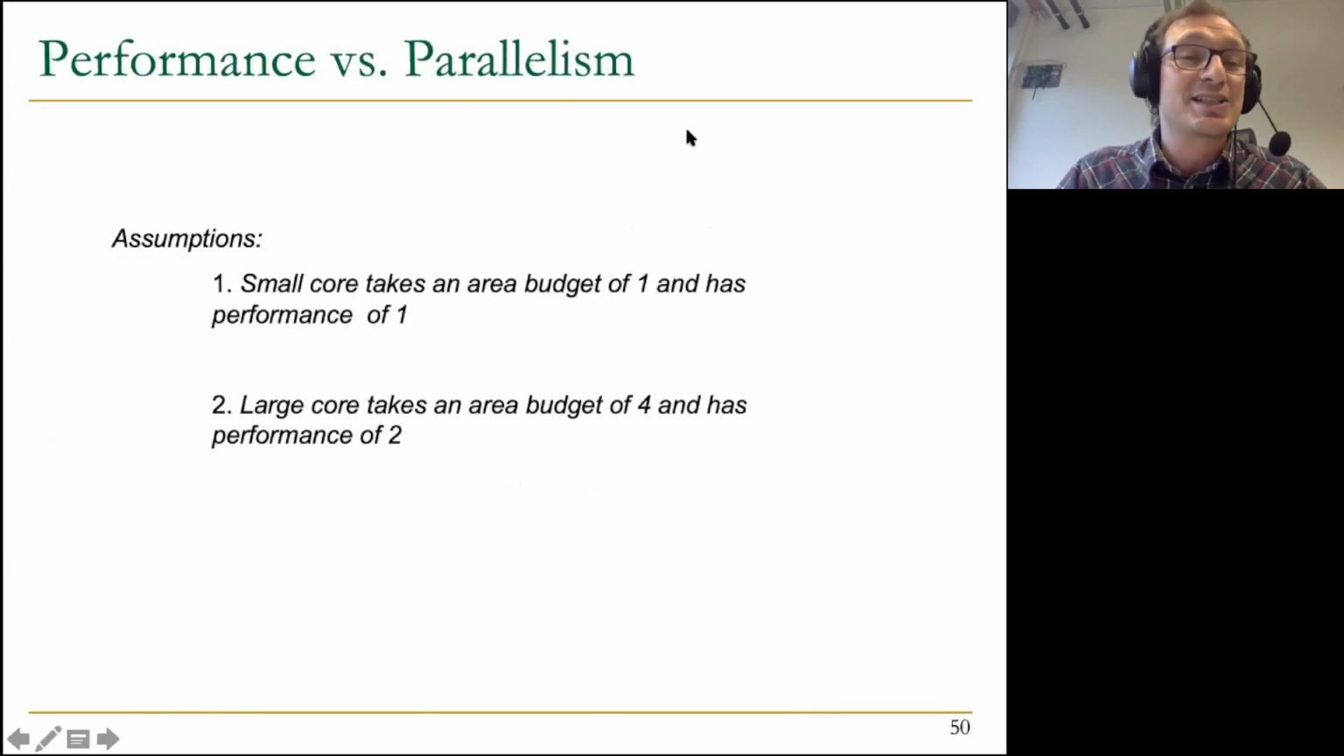Let's do some analysis. The assumption is we have a small core that takes an area budget of 1 and has performance of 1. We have a large core that takes an area budget of 4 and has performance of 2, based on the square root law that we discussed, which is that your normalized performance is the square root of your normalized area compared to a small core.